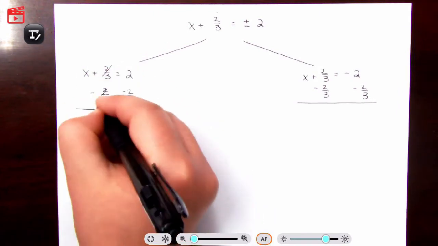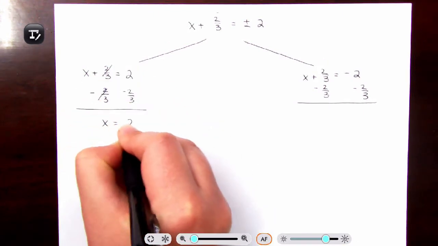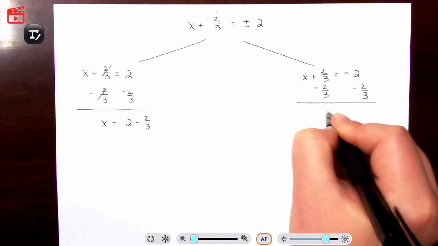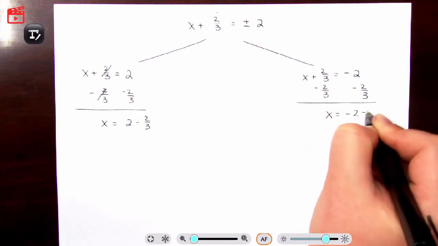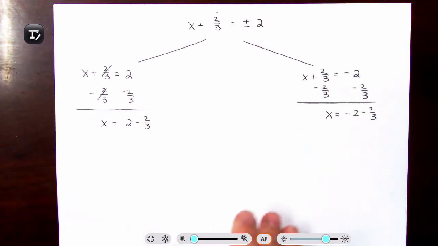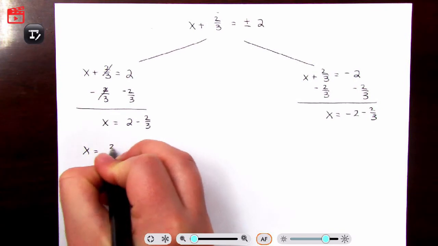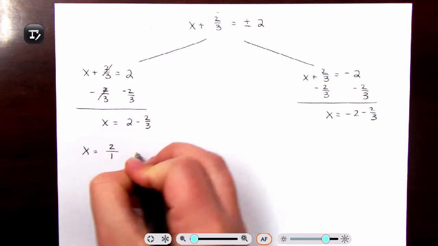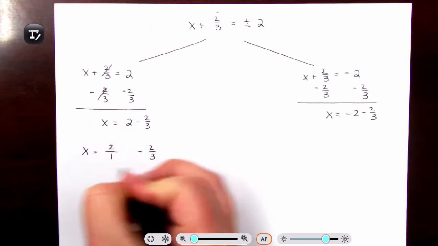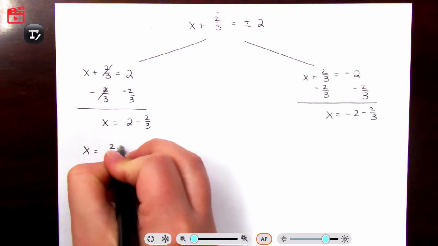These undo each other, so I have x is equal to 2 minus 2/3. This is x is equal to negative 2 minus 2/3. Now, whenever you have fractions and you're adding or subtracting, you have to have common denominators. So in order to get common denominators, I'm going to create 2 into a fraction, and I'm going to change the denominator by multiplying by 3 top and bottom.